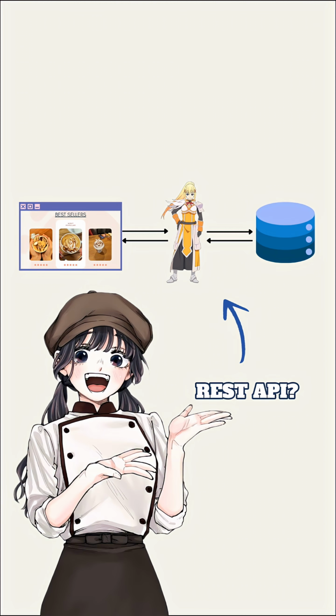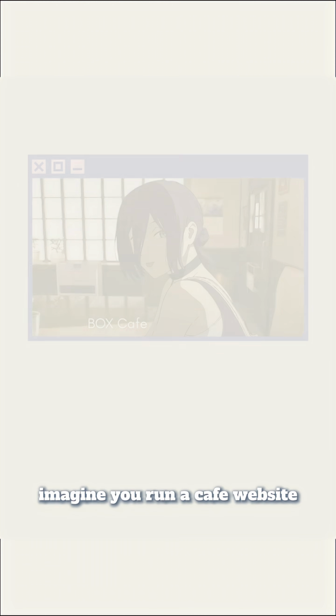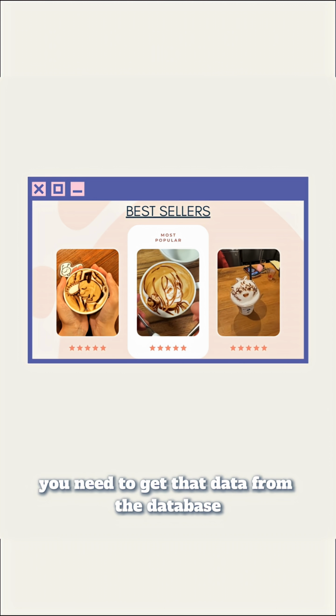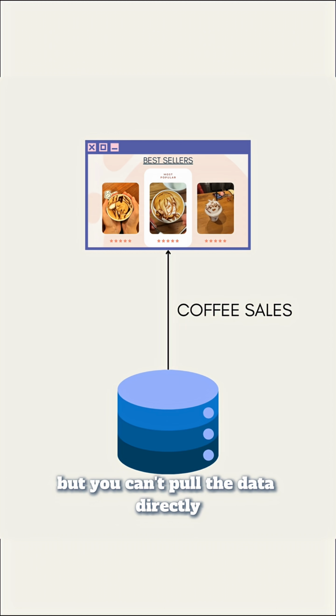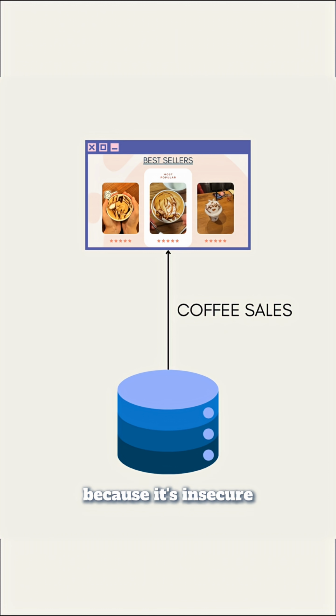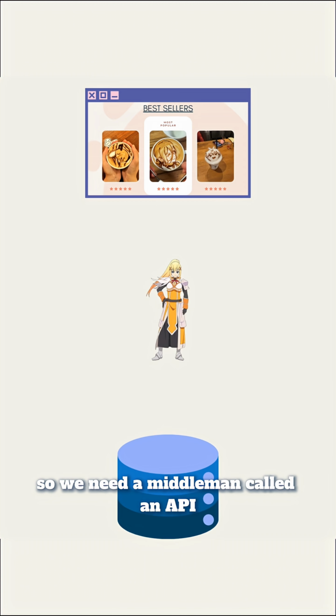What is a REST API? Imagine you run a cafe website. You want to show the best-selling coffee of the day. You need to get that data from the database, but you can't pull the data directly because it's insecure. So we need a middleman called an API.